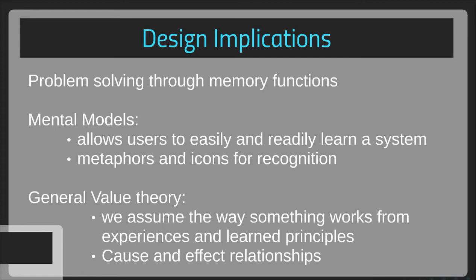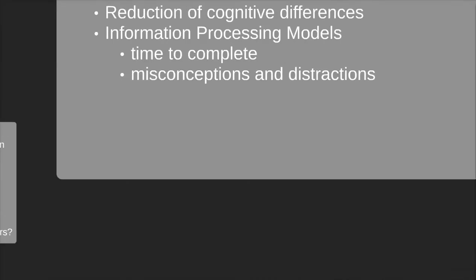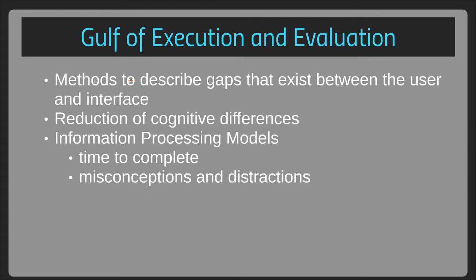It's a cause and effect relationship. If we put a file in a trash can, or if we crumple up a piece of paper, which a lot of you love to do, and still shoot baskets across the room in your trash can and it goes in, you know it goes to the trash. Cause and effect relationships. The gulf of execution and evaluation is that difference or a gap. It's a place where a bridge between the user and the interface happens, where recognition stops, or there's a reduction of cognitive differences. What do I mean by this?